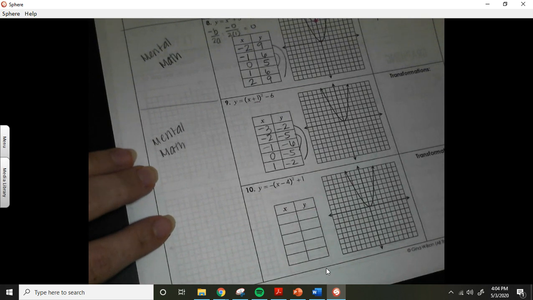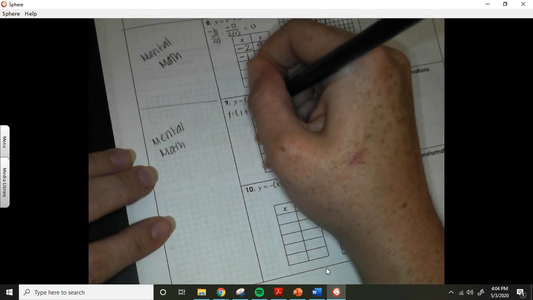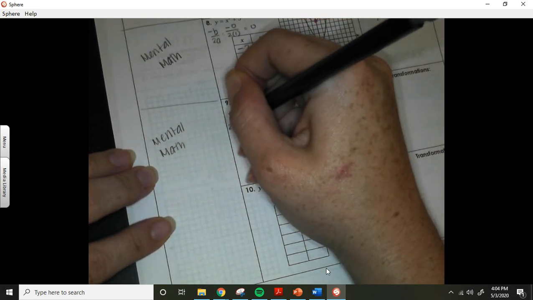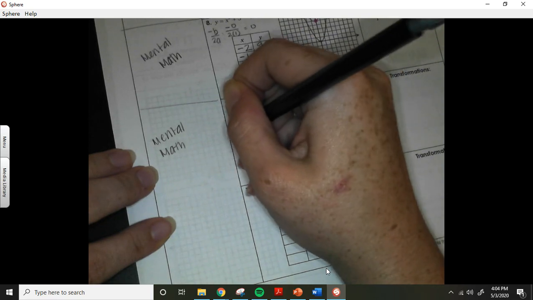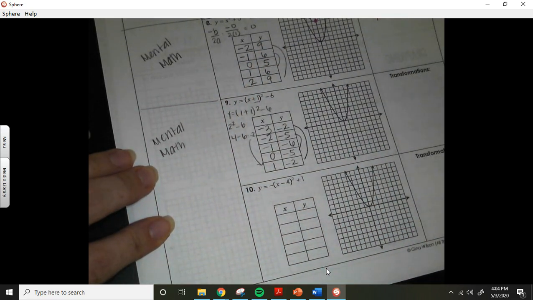If you need us to go over any of these, we can do y equals 1 plus 1 squared minus 6, which gives us 2 squared minus 6, which gives us 4 minus 6, which equals negative 2. That's how we got this value. That's just if you needed to go over it. If you didn't, then great.